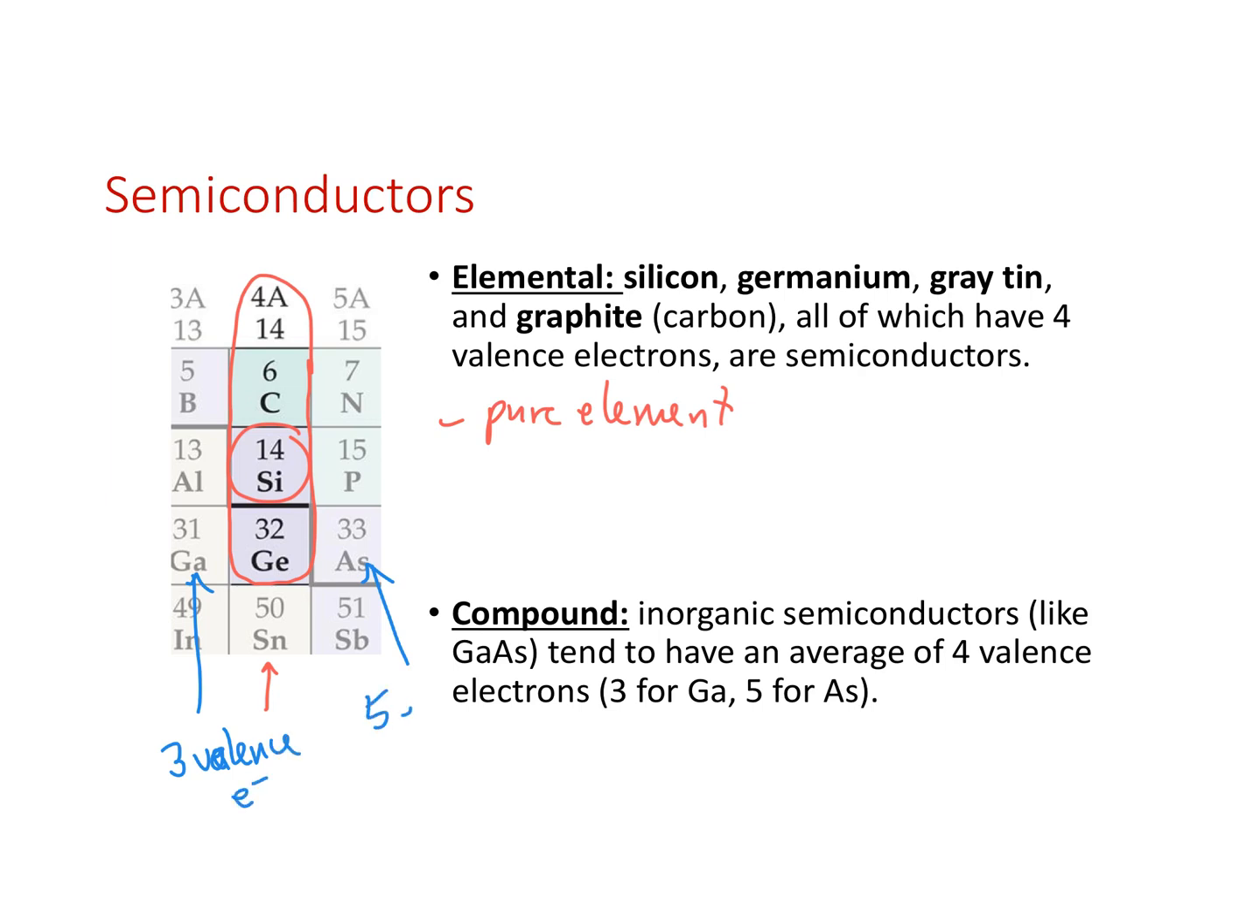Arsenic has 5 valence electrons. So when you average those 2 together, we get 4 valence electrons. So that's what's kind of interesting about our compound semiconductors. We're going to average something that has 3 valence electrons and something that has 5 valence electrons, for a total of 4 valence electrons. Just like with our elemental semiconductor, except for compound, we've combined 2 different elements together.